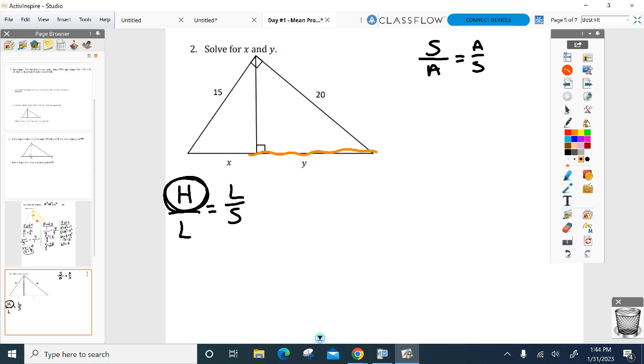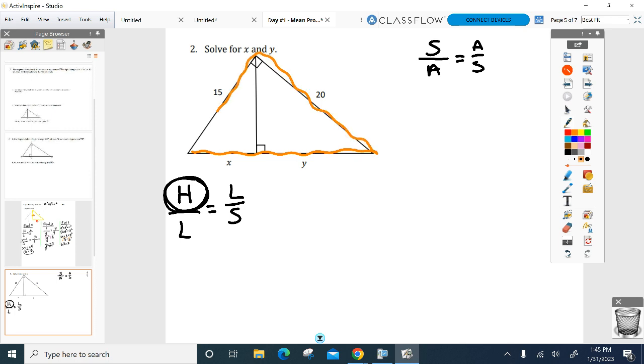Is finding this hypotenuse an issue? What do you think? No. Can you find it? What did I tell you to keep in your back pocket? Pythag. Everyone see the right triangle?